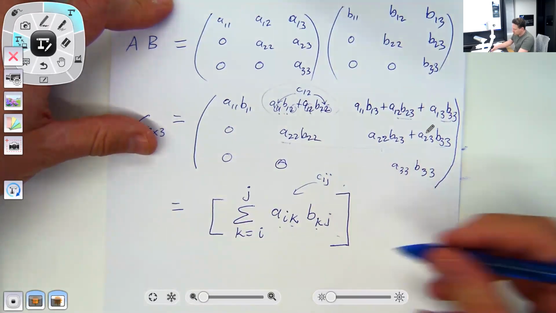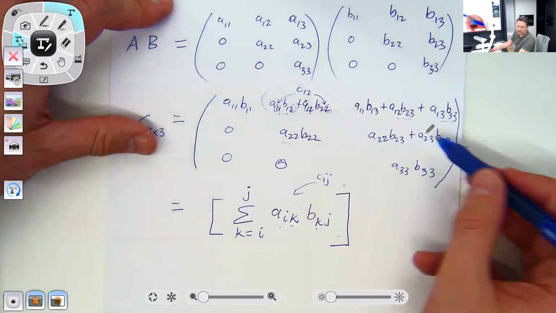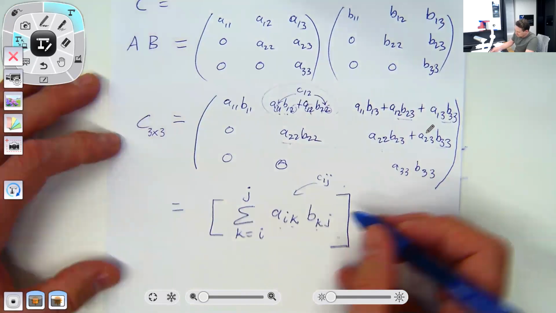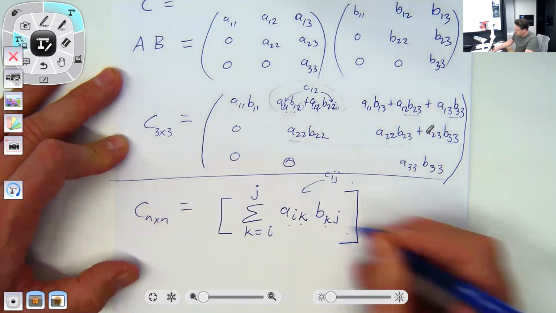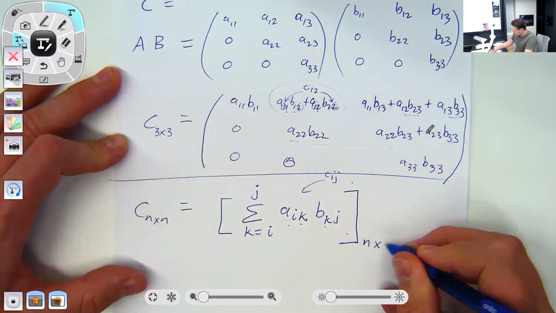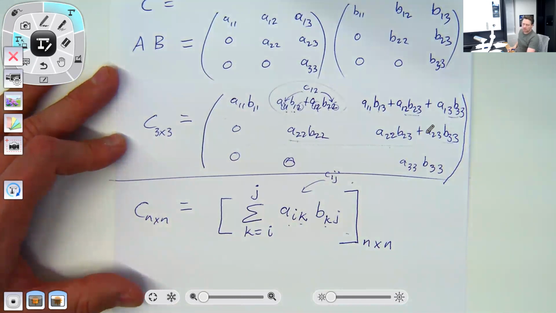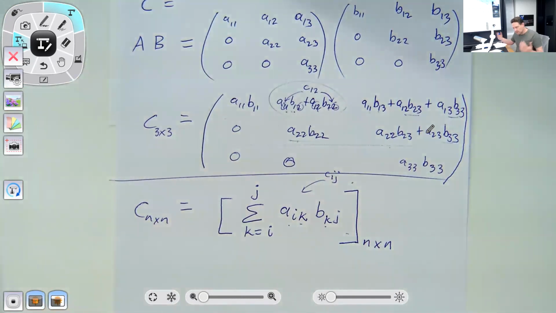Okay, but now I want to say, this is 3 by 3, but I want to draw a line there and say C n by n is equal to this n by n, because that pattern continues when it's larger than 3 by 3 as well. Okay, now I've said that I've done too much work, but I just wanted to show you this because it's nice. You might find it useful one day, right?